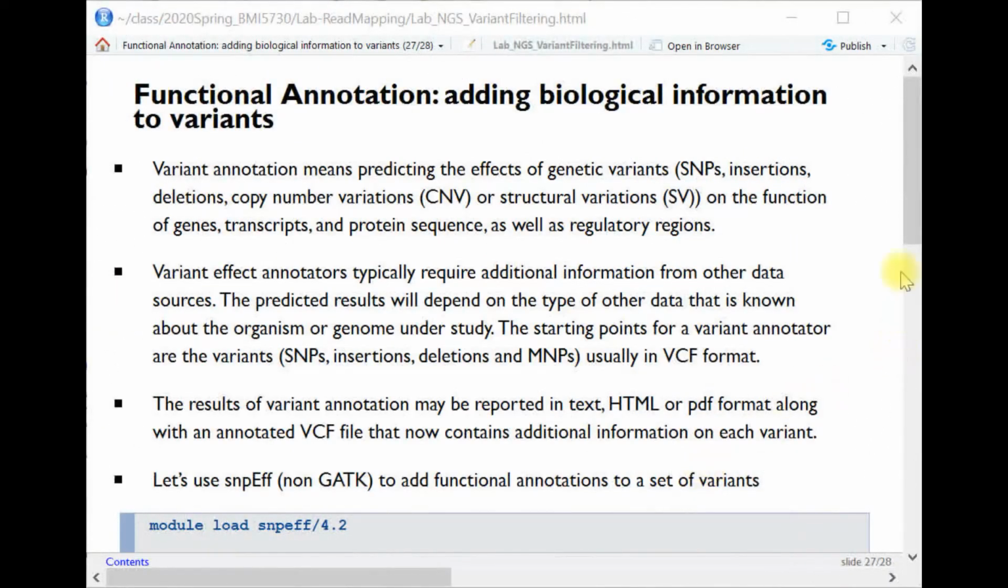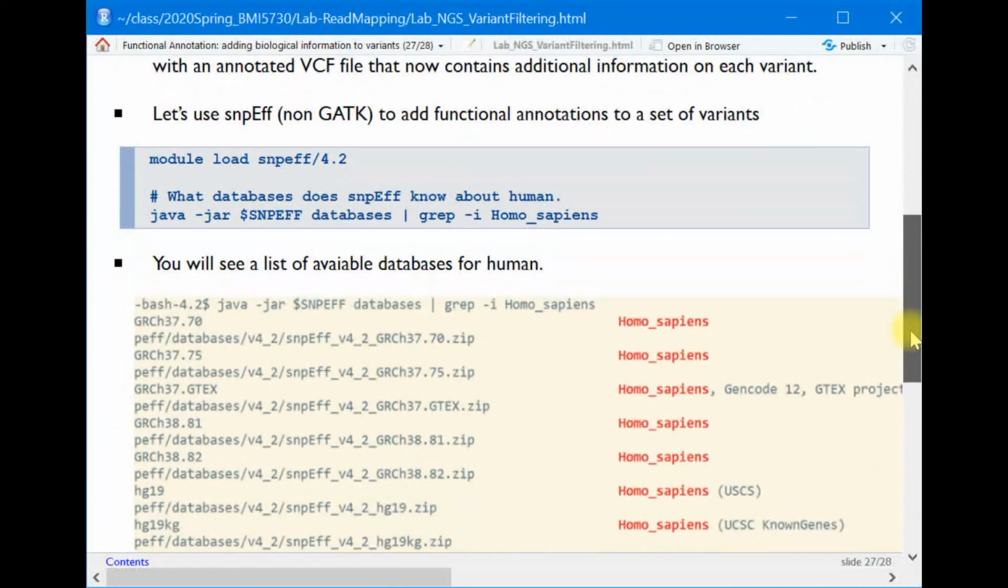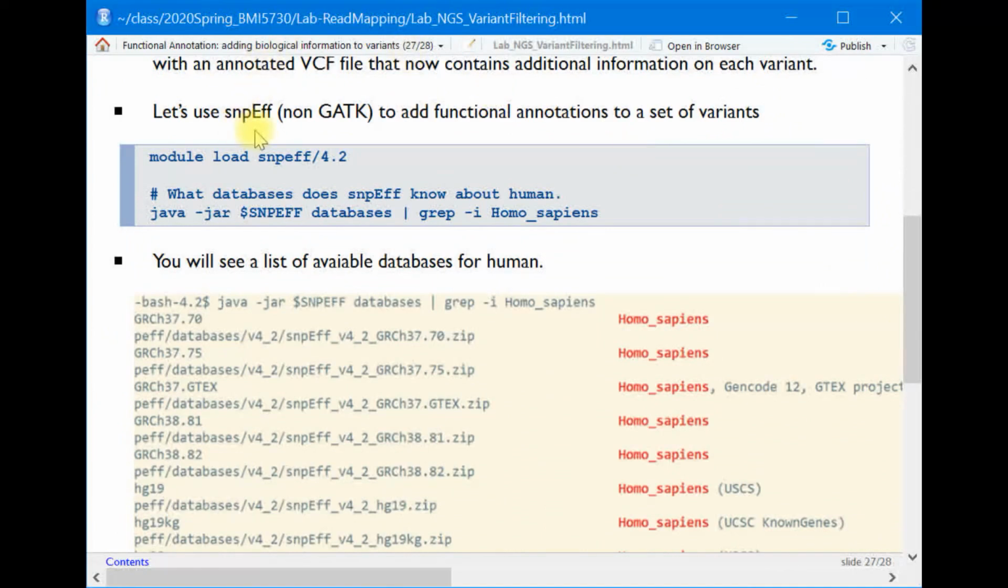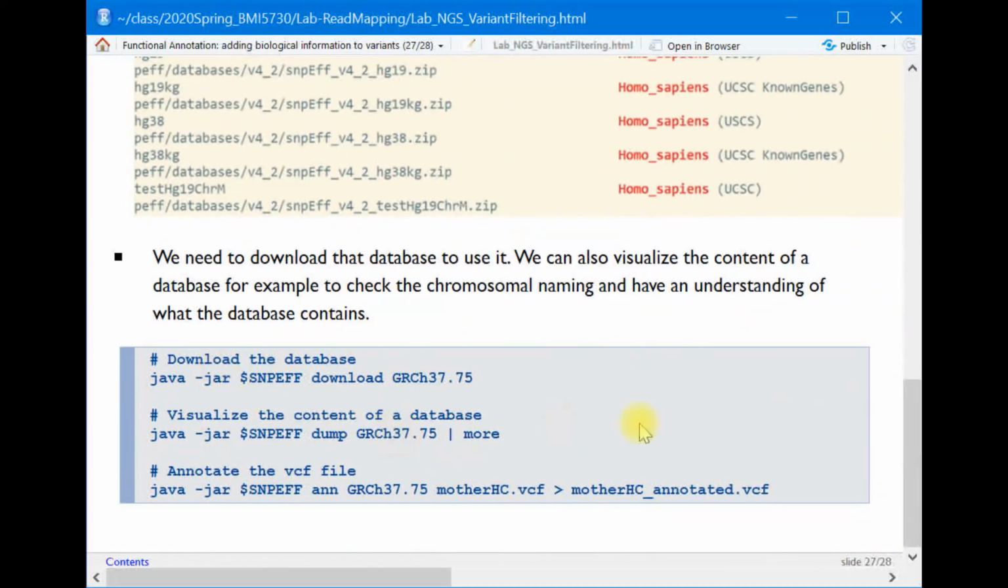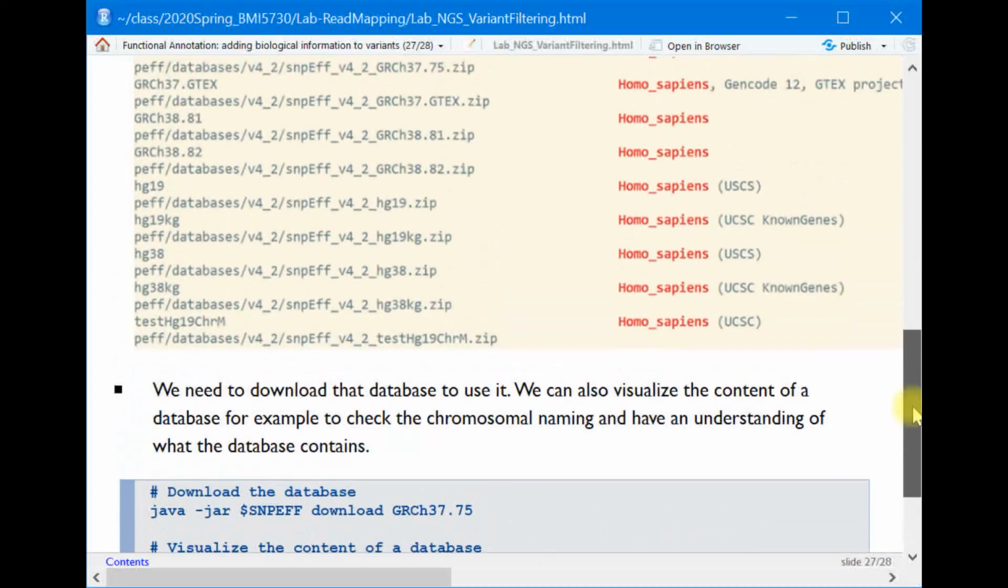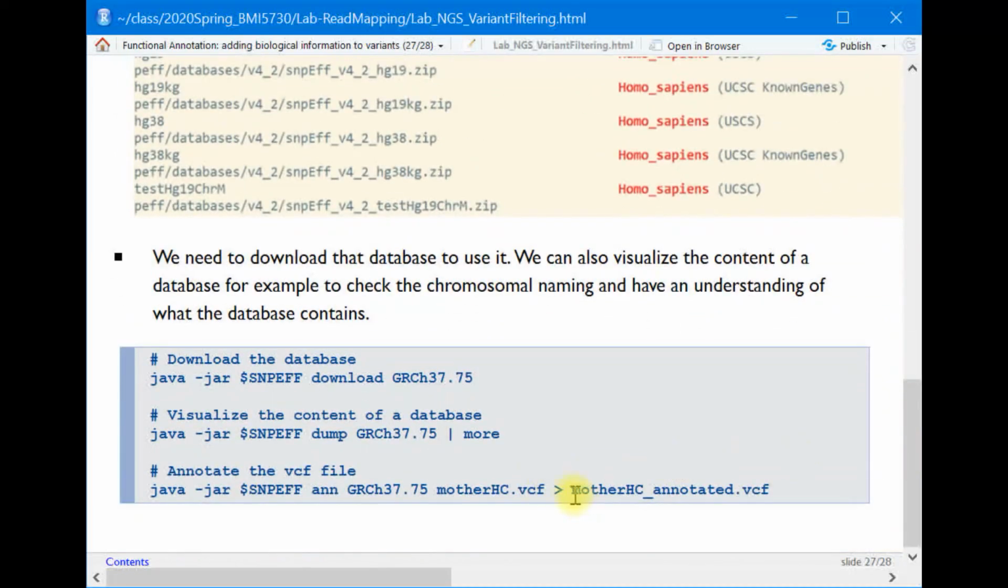The last part of our computer lab is the functional annotation of the resulting variant file. We'll use SnpEff to add functional annotation to a set of variants. I will not do the operation in this video. Rather, I will leave this as homework. You can just follow the command I listed here. You can also look at the documentation and some websites about SnpEff. For the homework, I will be looking for the result file of this mother HC annotated VCF file in the OSC Ovens.